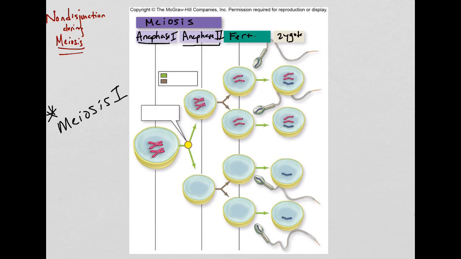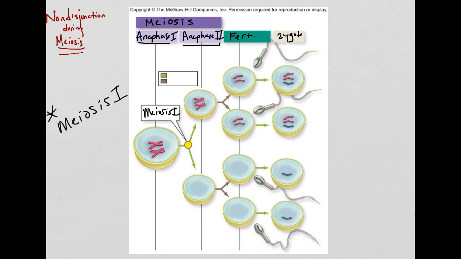So here we are at anaphase 1, and what should happen is one of these homologous chromosomes should go this way and one of them should go this way, right? Now that doesn't happen. Okay, this should be labeled meiosis 1. Non-disjunction at meiosis 1. So that pair, instead of splitting, goes to one particular cell.